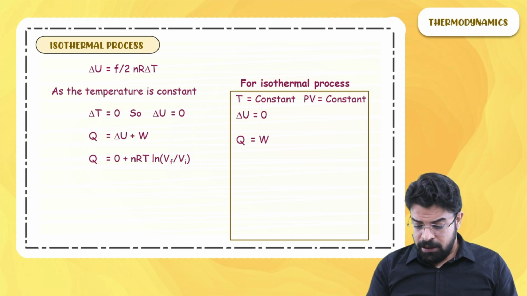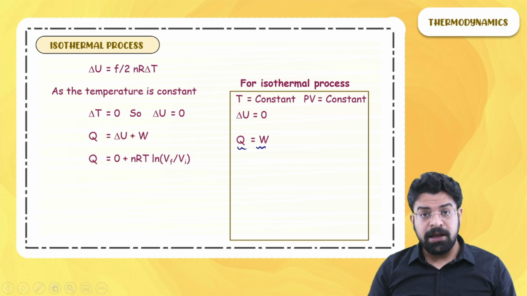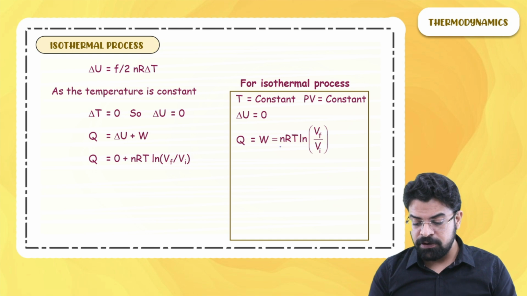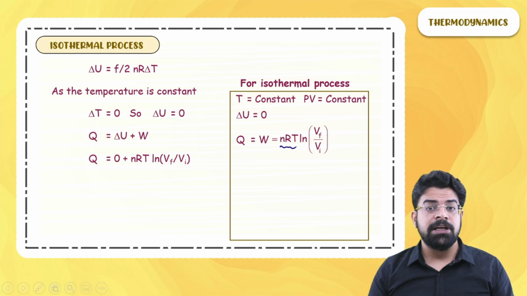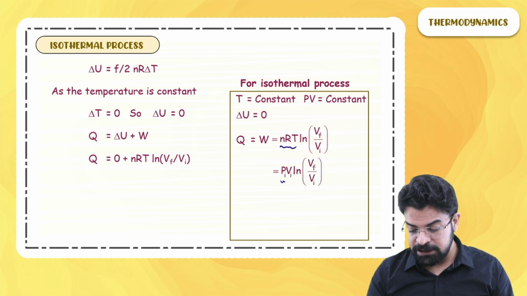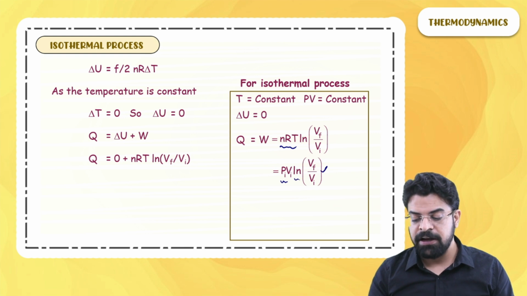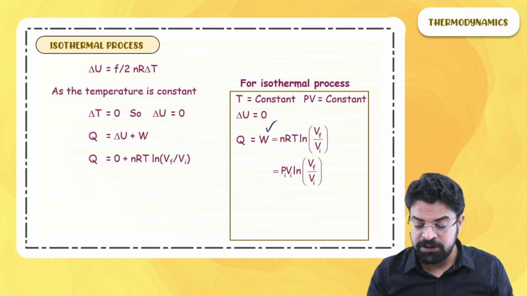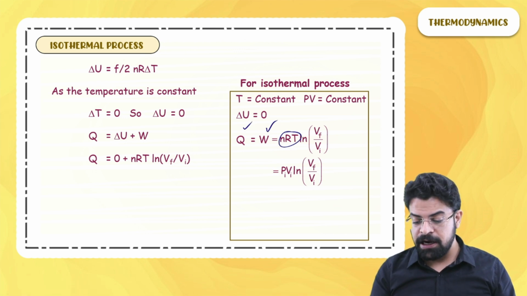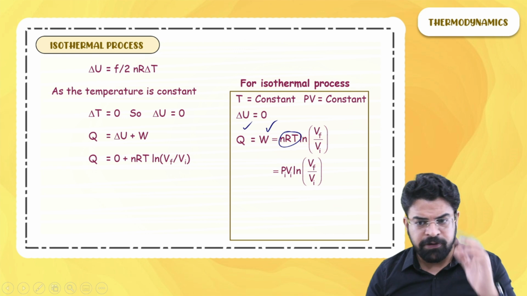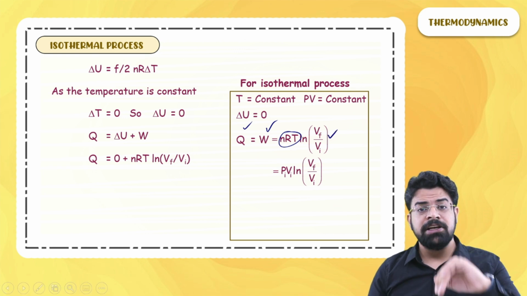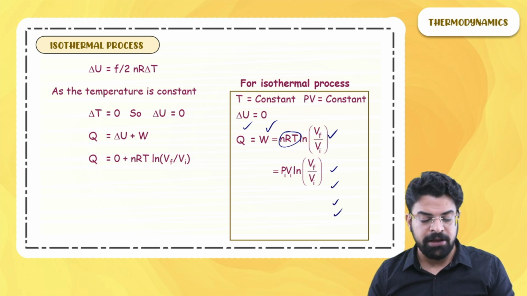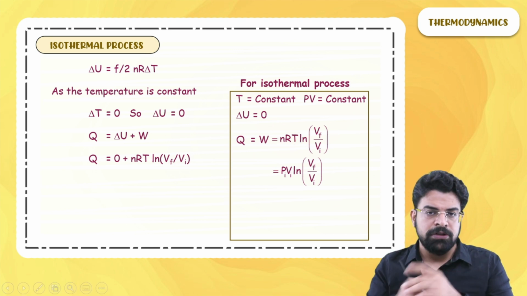Next, the heat given equals work done equals nRT ln V final by V initial. In place of nRT, you can even write P initial V initial. So this can also be written as P initial V initial ln V final by V initial. There are many more ways to write the same work done, which will be equal to heat given. In place of nRT, you can even write P final V final. In place of V final by V initial, you can write P initial by P final. I'm not writing all of them here, that will just waste the whole space.